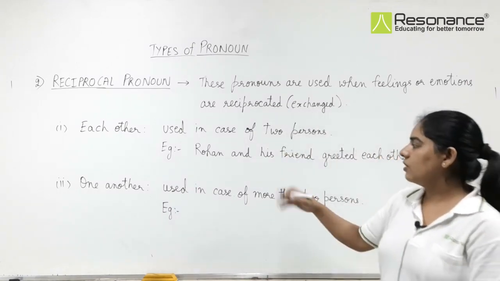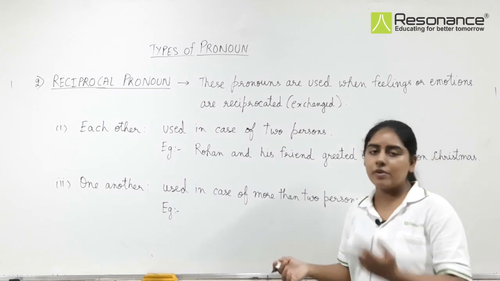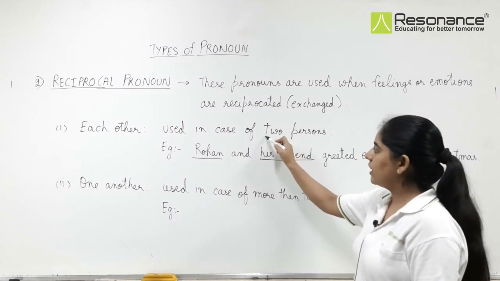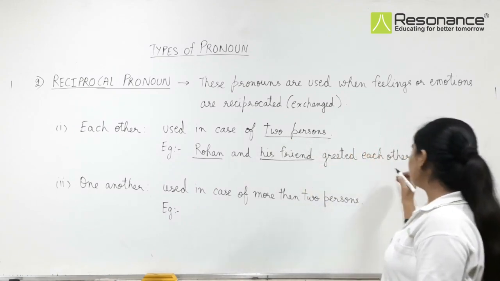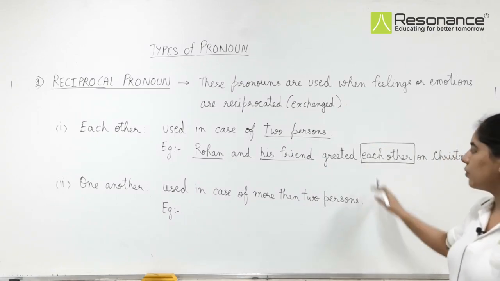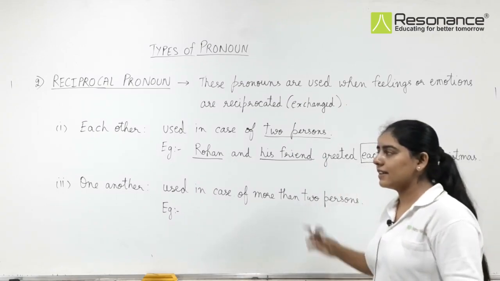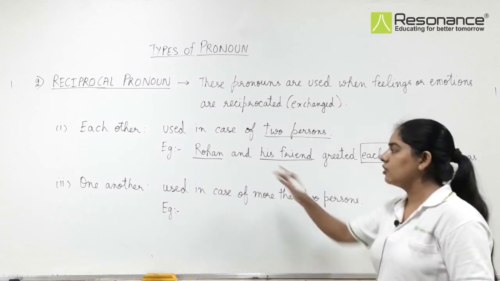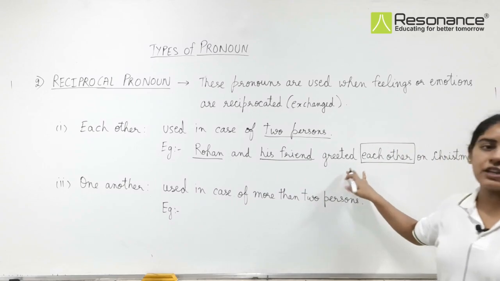Now here, who are we talking about? We are talking about two people over here. First one is Rohan and second one is friend. So when two persons are referred, we use what? We use each other in the sentence. This is the reciprocal pronoun. Now what is reciprocated over here? क्या चीज़ है जो exchange हो रही है इन दोनों के बीच में? Greetings exchange हो रही हैं.